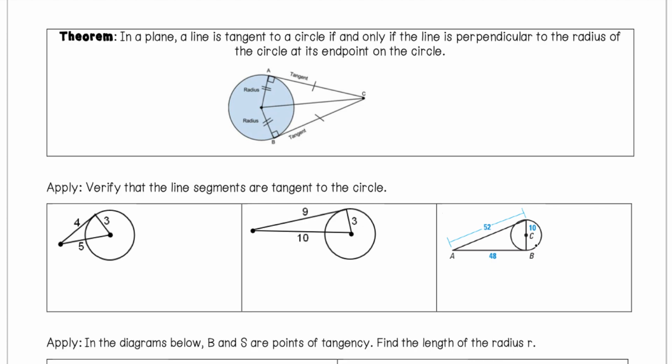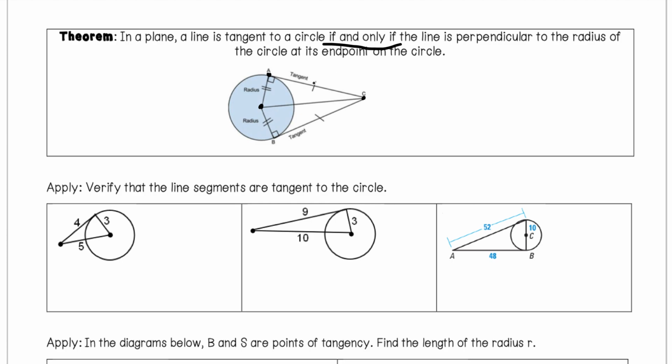So now we have a theorem with our tangents. In a plane, a line will be tangent to a circle if and only if that line is perpendicular to the radius of the circle at its endpoint on the circle. So what we mean by that is this tangent segment AC will be perpendicular to the radius right here if and only if it is a tangent. So it has to be a tangent, it has to be perpendicular. It's one of those if and only if statements. So if one part of that is true, the other part has to be true as well.